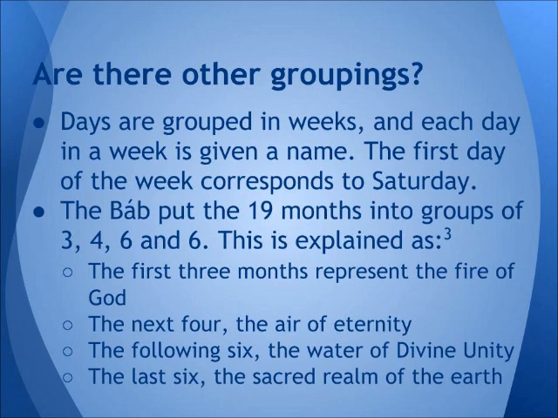Now the Báb put the 19 months into groups of 3, 4, 6, and 6. The first 3 months of the year represent the fire of God. The next 4 months represent the air of eternity. The following 6 months represent the water of divine unity, and the last 6 months represent the sacred realm of the earth.